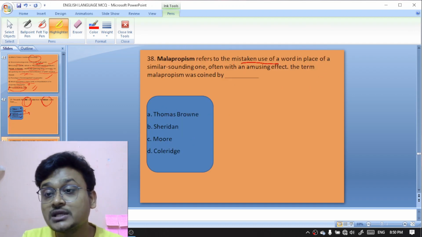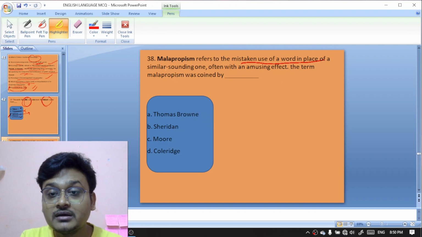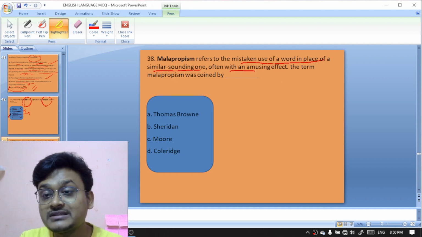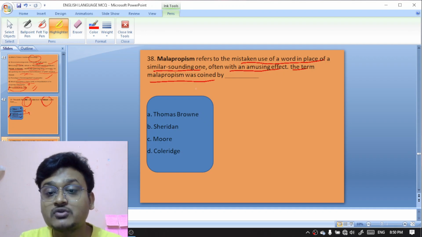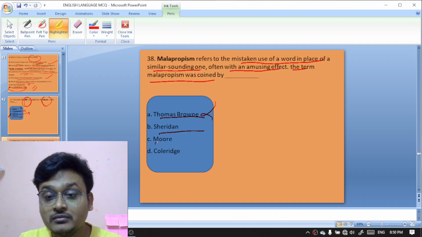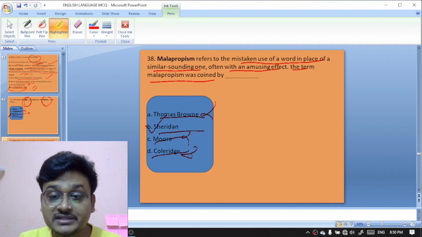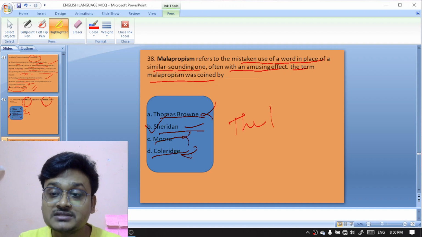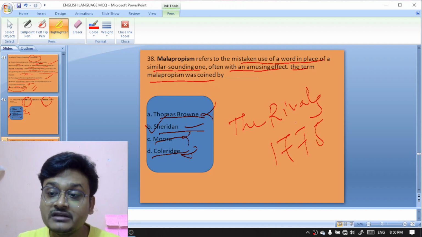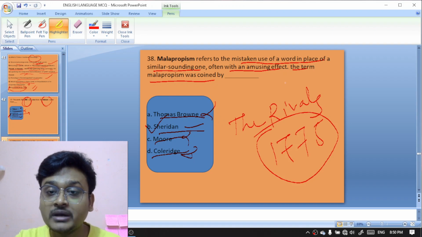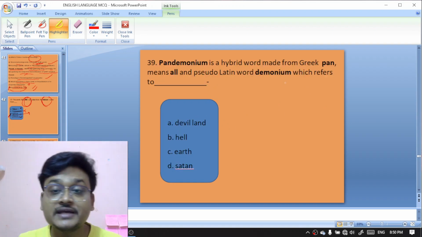Malapropism refers to the mistaken use of a word in place of a similar sounding one, often with an amusing effect. The term malapropism was coined by Thomas Brown, no. Sheridan, Moore, no. Coleridge, no. It was Richard Sheridan in the work The Rivals, published in the year 1775. In that book, malapropism was coined. Moving to the next question.